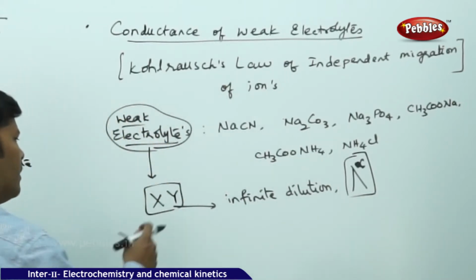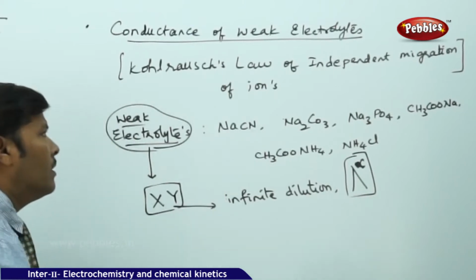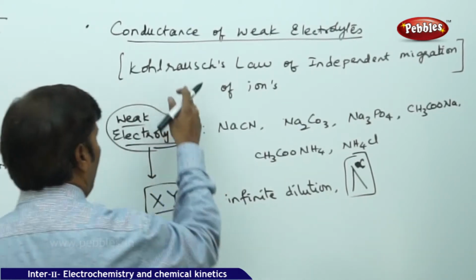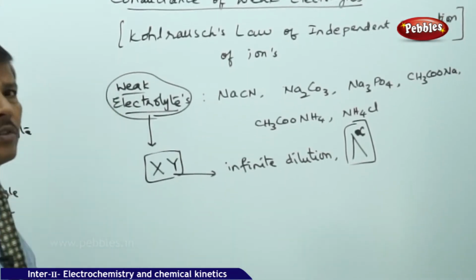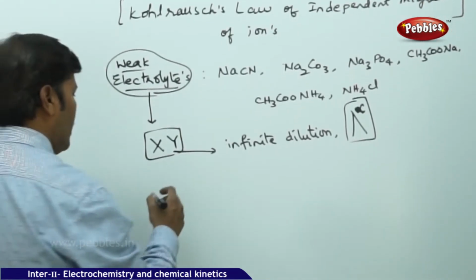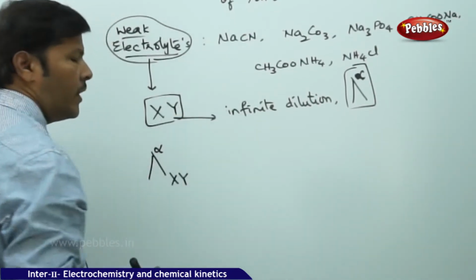So if you want to put it in the form of Kohlrausch's law of independent migration of ions, that is, if you want to show the mathematical expression for Kohlrausch's law of independent migration of ions, take the electrolyte XY, which is at infinite dilution.